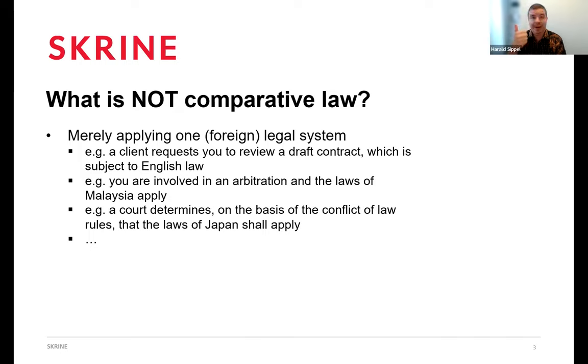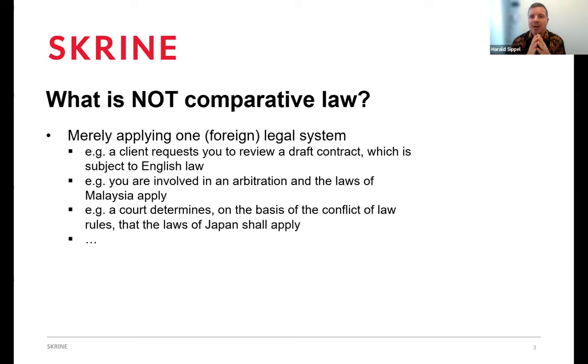Should you go to Indonesian courts? Should you go to Austrian courts, because I'm an Austrian citizen? Or maybe should you go to Malaysian courts, because I'm a resident here? This is the jurisdictional question.